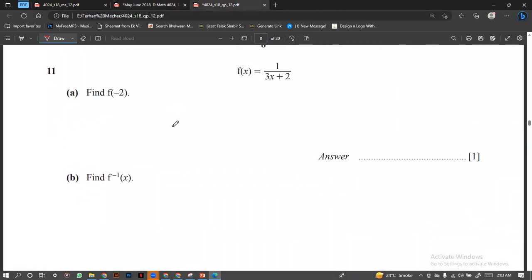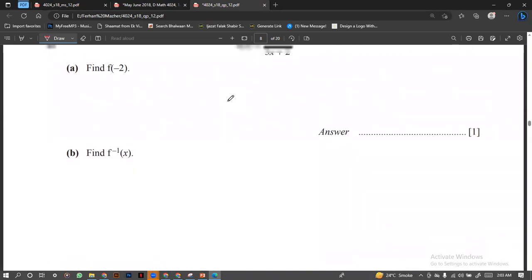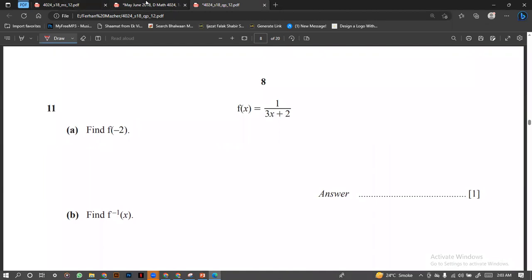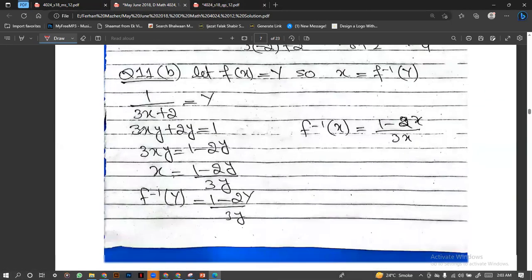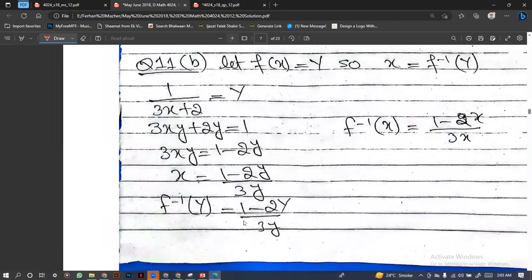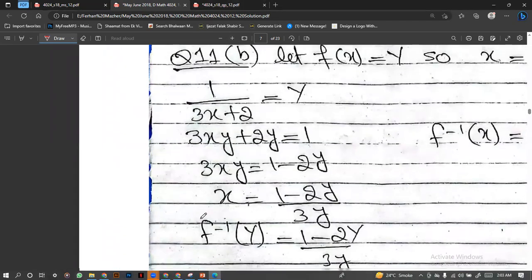Question number 11, B part. Find the f inverse of x. So they want me to find the inverse of this function. And it's a 2 marks question. Okay. So let f of x is equal to y. So that's the standard sentence which we always write.